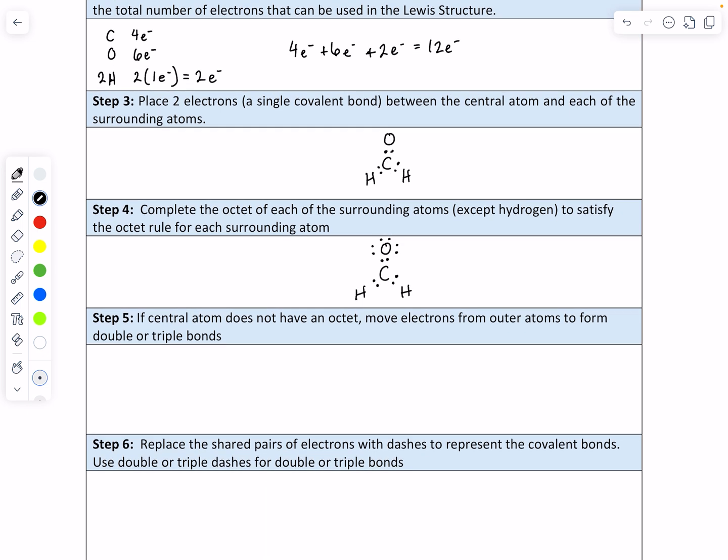Step 5, if the central atom does not have an octet, and let's take a look at that for a moment. Carbon. Does it have an octet around it? It has 1, 2, 3, 4, 5, 6. If it doesn't have an octet, move electrons from the outer atoms to form double or triple bonds. So I'll draw it again as it is.